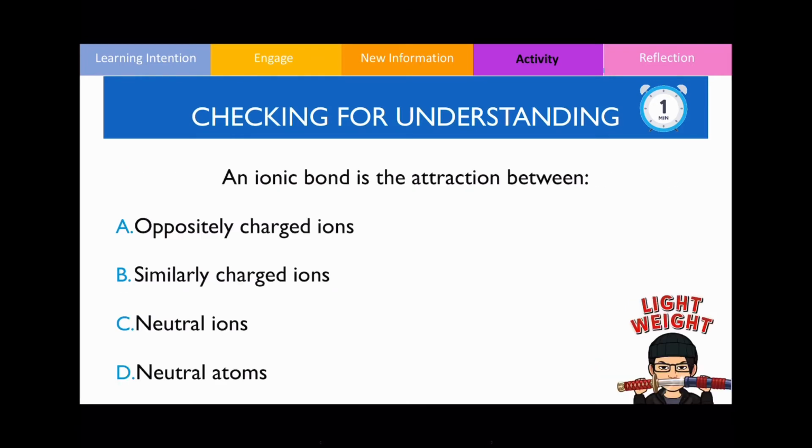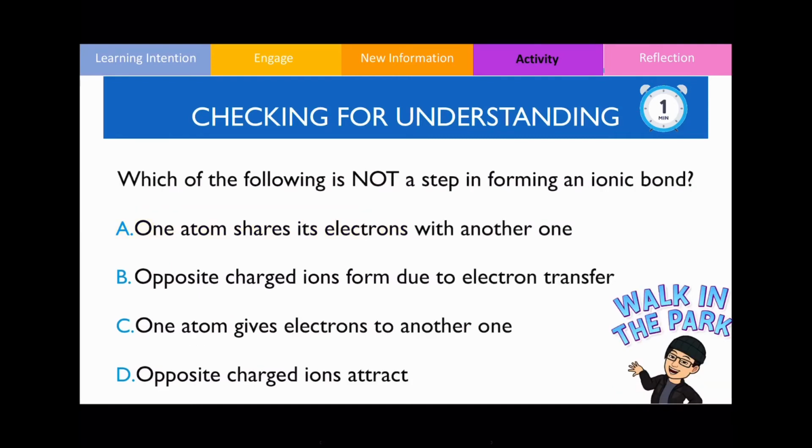This question reads, an ionic bond is the attraction between what? The correct answer should be oppositely charged ions, so essentially between a cation as well as an anion. The third question reads, which of the following is not a step in forming an ionic bond? So let's read this. It says, one atom shares its electrons with another. Automatically by the word shares, that indicates that's covalent, so therefore that is going to be the correct answer. That is not a feature of ionic bonding at all.